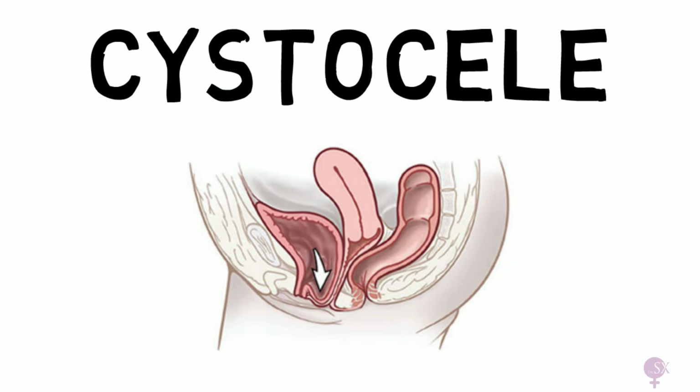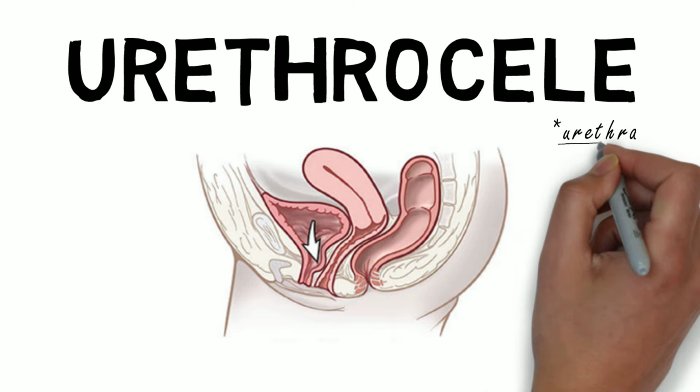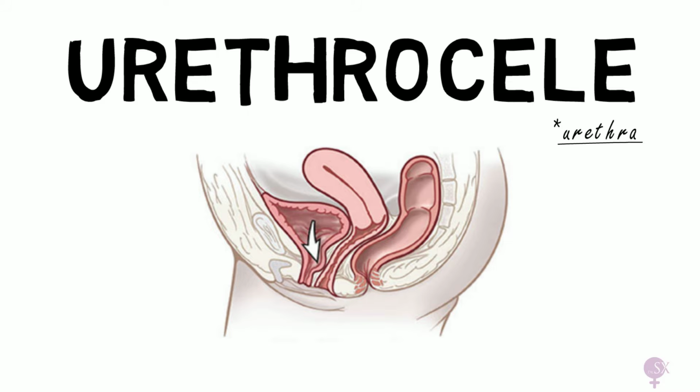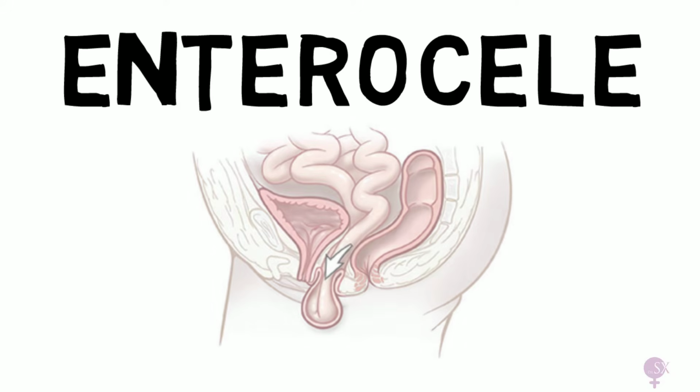So first up, we've got a cystocele. This refers to the descent of the bladder, as you can see over here, pushing on the anterior vaginal wall. Next, we've got a urethrocoele, which is a prolapse of the urethra. This typically occurs in combination with a cystocele and is referred to as a cystourethrocoele, which also pushes on the anterior vaginal wall. Then we've got a rectocoele, which refers to the descent of the rectum, pushing on the posterior vaginal wall. An enterocoele refers to the descent of the small bowel through the pouch of Douglas, still poking its way through the posterior vaginal wall.